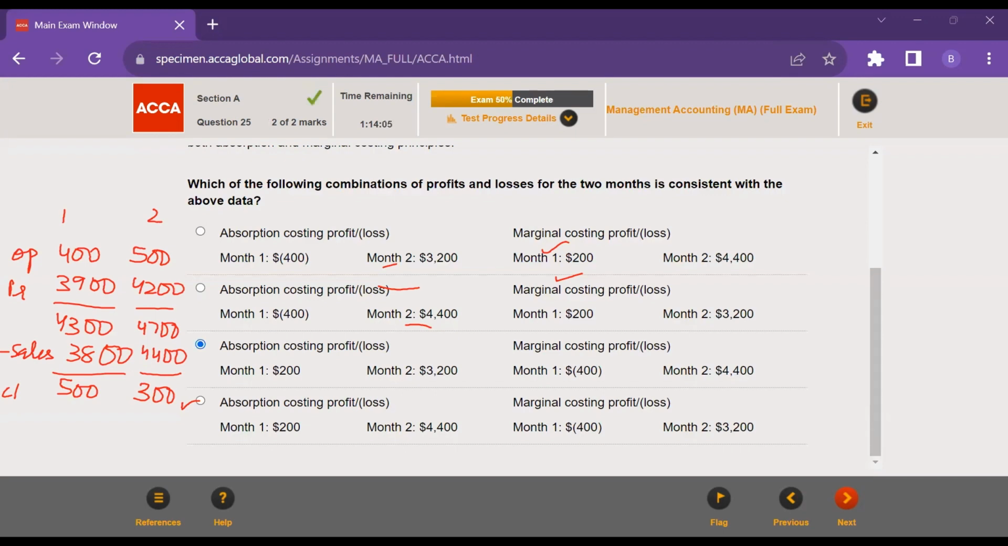And the last option is again eliminated because for month 2, we are supposed to choose an option where your marginal costing profit will be higher than your absorption costing. So marginal has to be higher. Marginal is higher, 4,400, than your absorption costing. So this is your correct answer. Moving on to the next one.